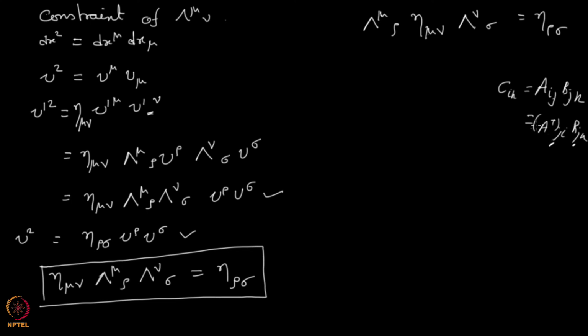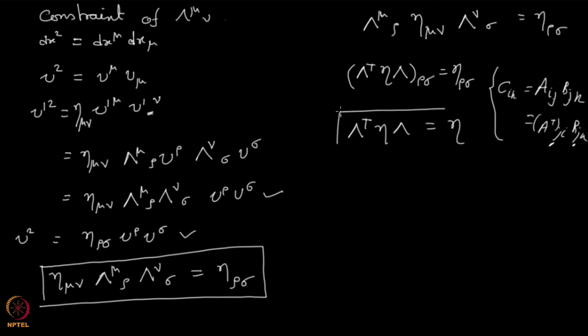So clearly this contraction tells you that you have lambda transpose getting contracted with eta, and then again the second index is getting contracted with lambda. So it is just lambda, and rho and sigma are the free indices, and you get eta rho sigma. Okay, that is the condition. The same condition which we have here is now written explicitly in terms of matrix notation.